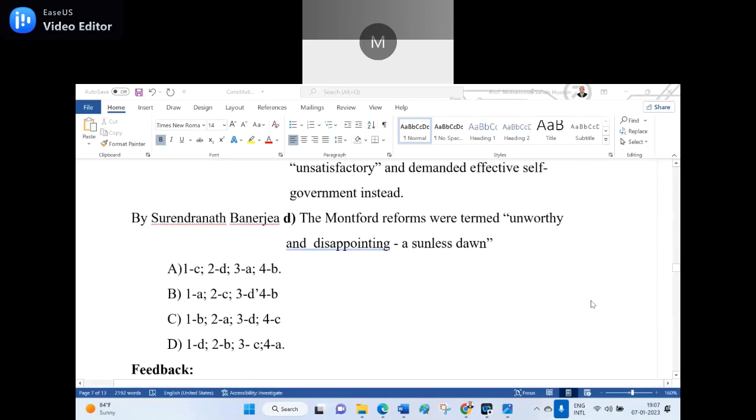Now shoot. C is the right answer, sir. Yes? 1B, 2A, 3D, 4C. Which one? D. The last D. Wrong. D, sir. B is the right answer, sir. 1A, 2C, 3D. A is the right answer.